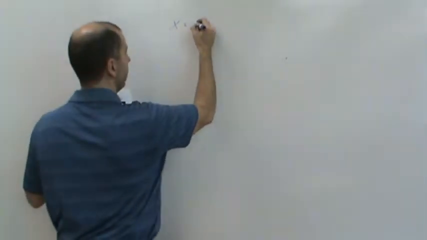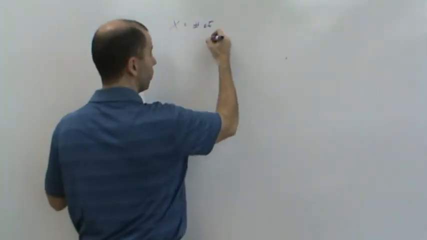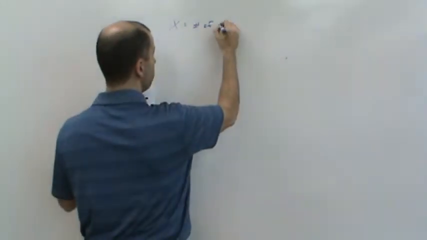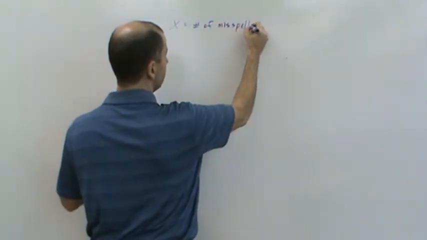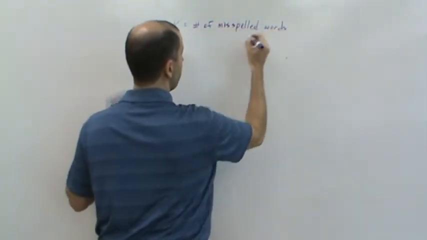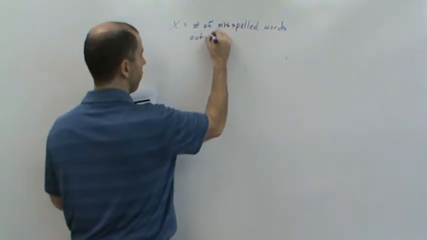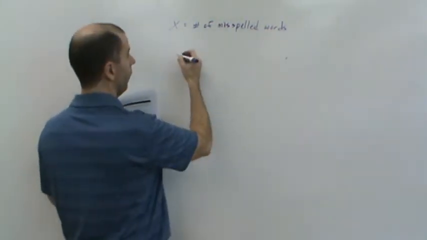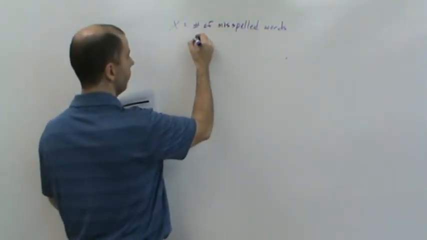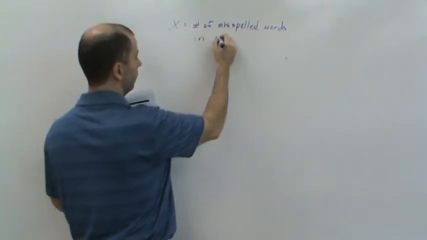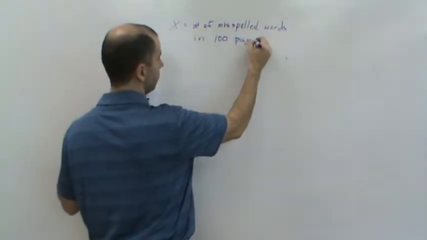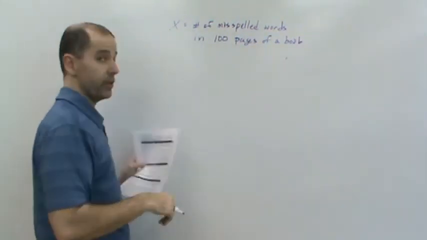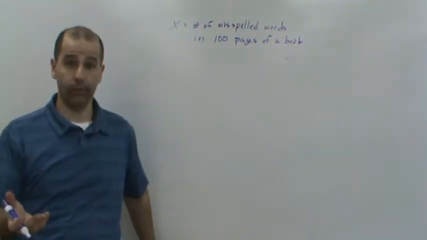So what are we interested in? The number of occurrences. What is the occurrence? What is the event? A misspelled word. So the number of misspelled words out of what? 100 pages. Or misspelled words in 100 pages of a book. Okay? So this could be a 1,000-page book, right?